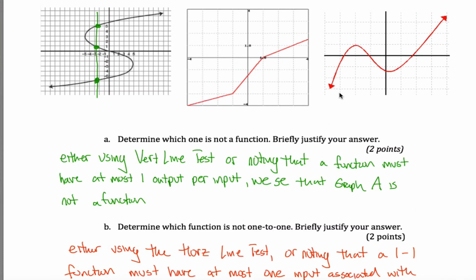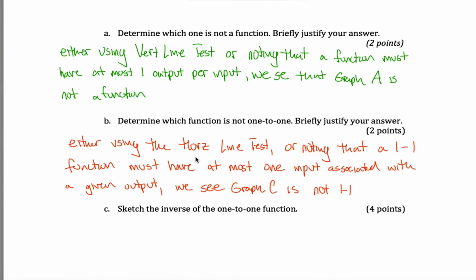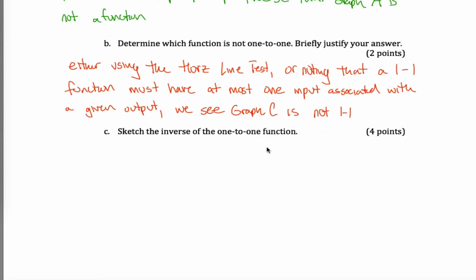What I'm saying is, if you did a horizontal line test with this line, for example, you'd see that it crosses at all 3 of these points. In other words, if you put in this x-coordinate or this x-coordinate or this x-coordinate, the same y-coordinate comes out. You have multiple inputs associated with the given output, so the function is not 1-to-1. C is not 1-to-1. And then finally, part C says sketch the inverse of the 1-to-1 function. Maybe I'll say C above.